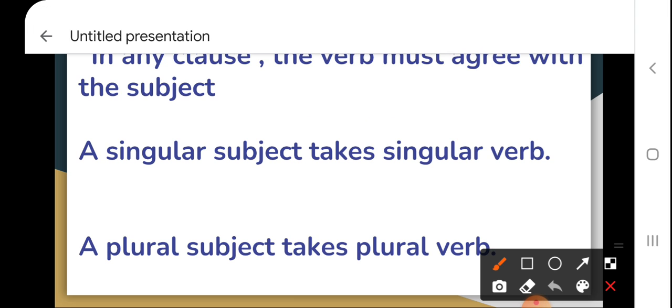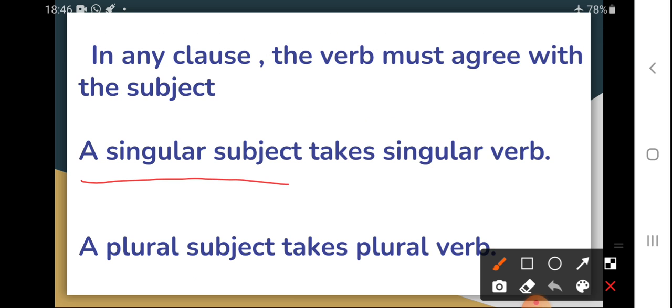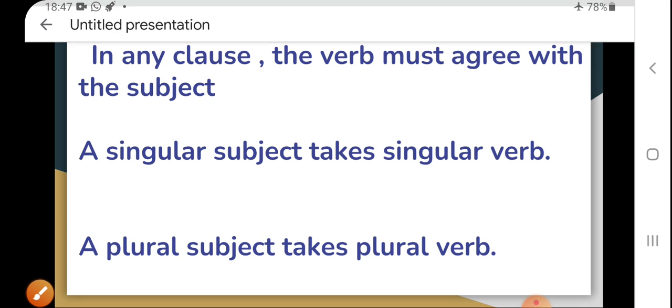See, if the subject of a sentence is singular, meaning we are talking about one person or one noun or pronoun in the subject, we provide a singular verb. And if the subject is plural, talking about more than one person, more than one animal or any other thing, we provide the plural verbs.